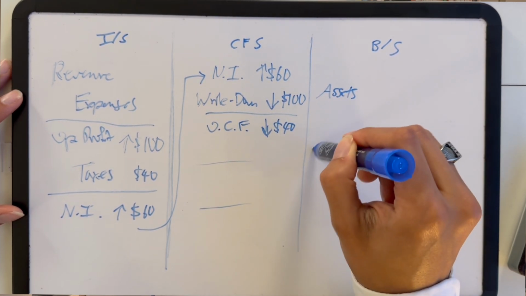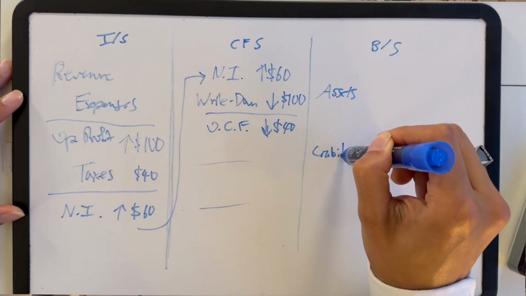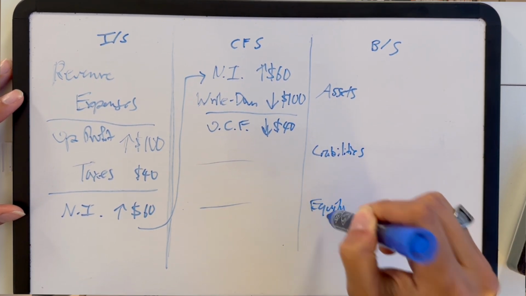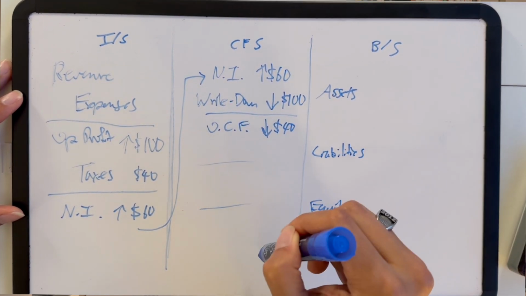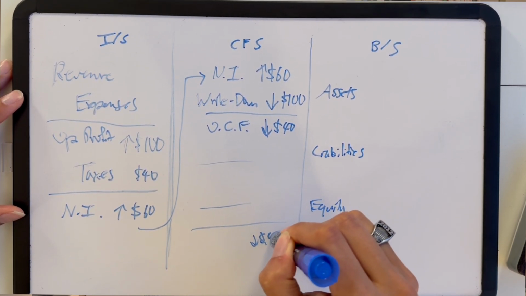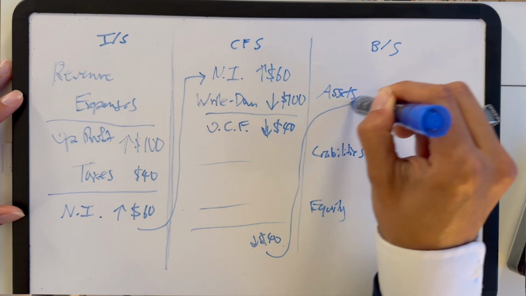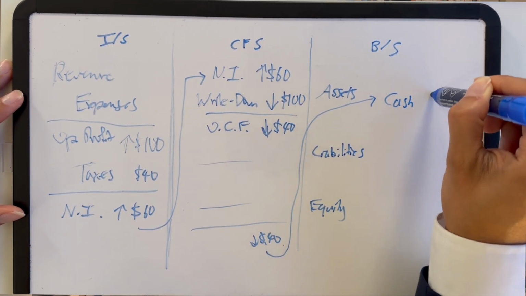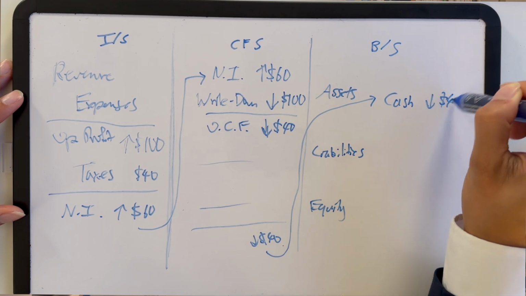Here's our assets, liabilities, and our equity. And so our operating cash flow is down $40. And so net change in cash down 40. This flows up to our cash. Cash is down $40. And that's all that happens here on the asset side of the balance sheet. There's no other asset other than cash we have to consider here. But let's look here at liabilities.